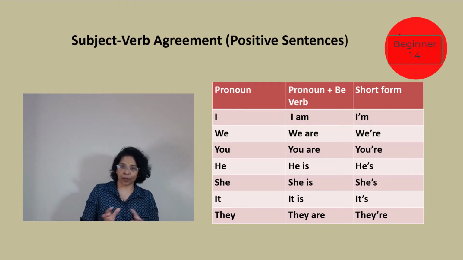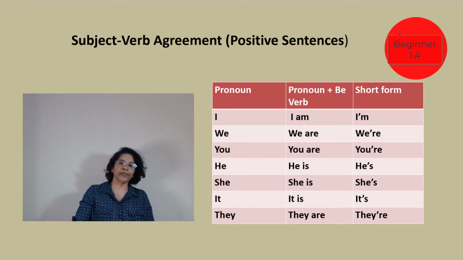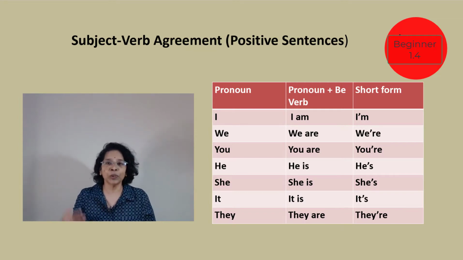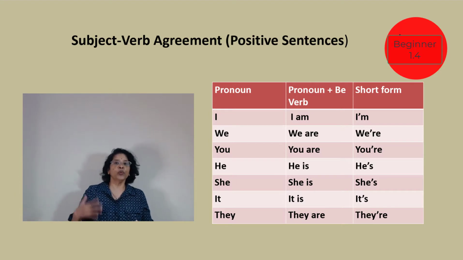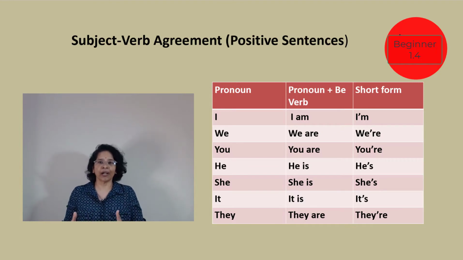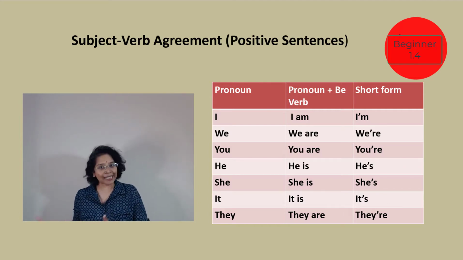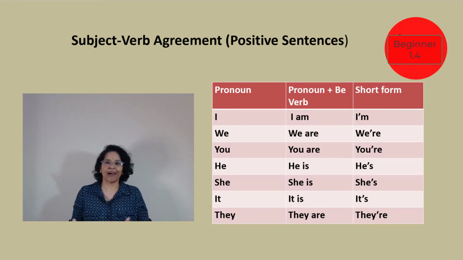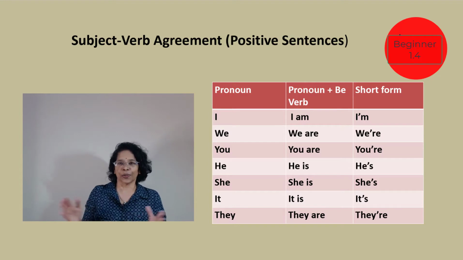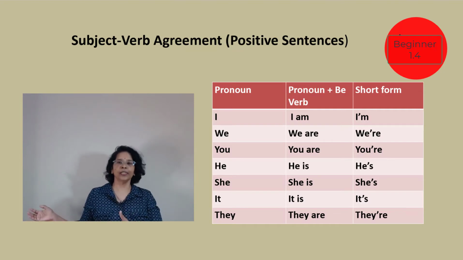And as I said, whenever you find that this kind of information is important to you and you would like to remember it, just pause the video and write it down. Now, when we become more and more comfortable with speaking English, then we would move to the shorter version. So I am becomes I'm, we are, you are, he is, she is, it is, they are become we're, you're, he's, she's, it's, they're. So the short form is there. When you're comfortable, you can transition from the long version to the short version.